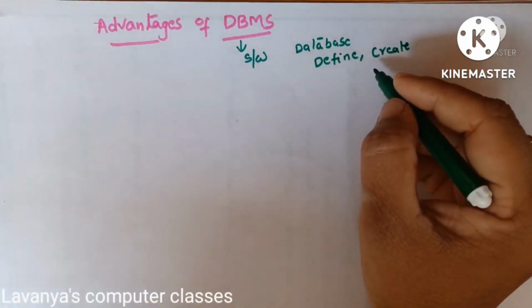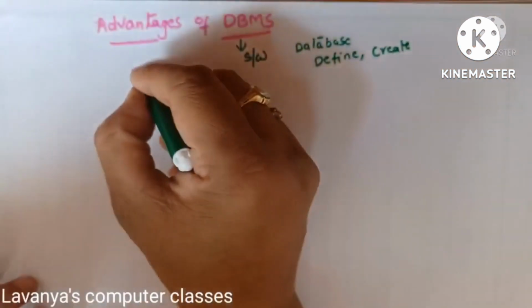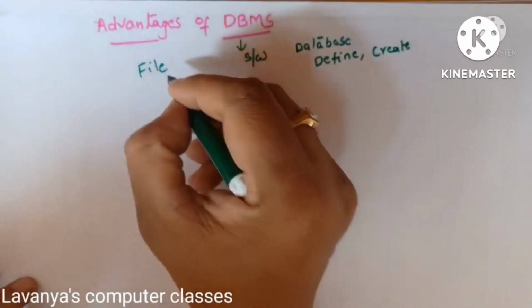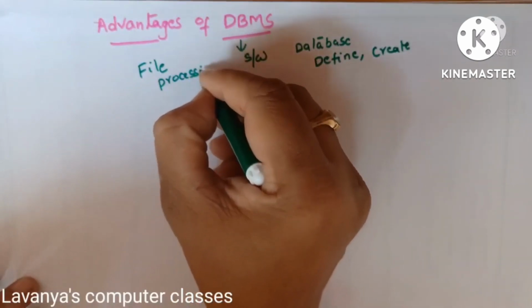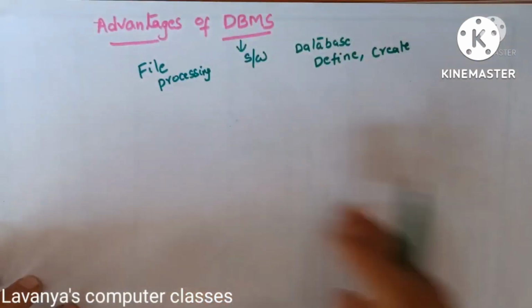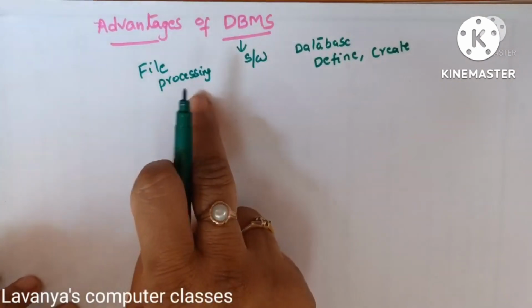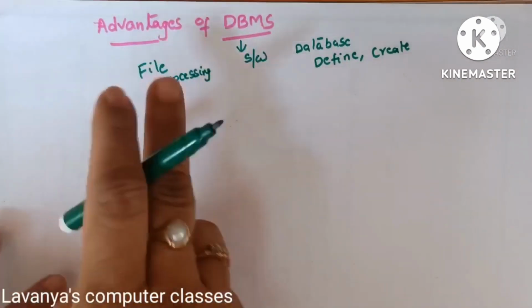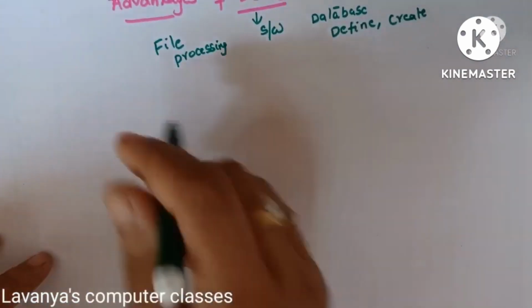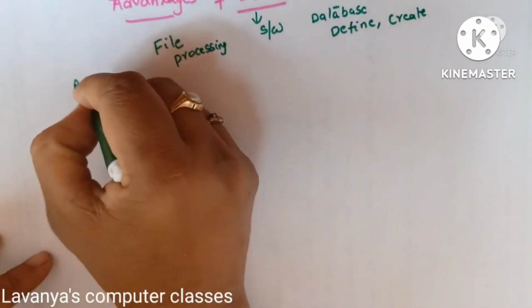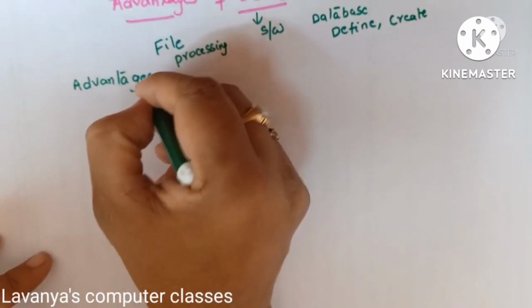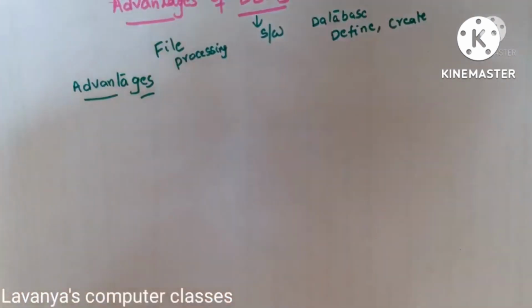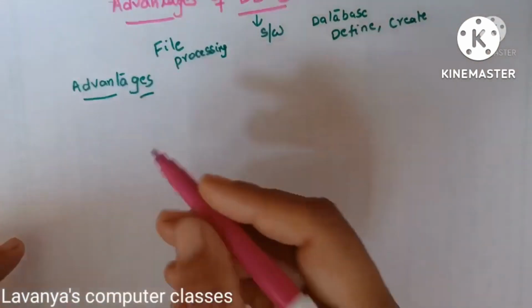Before DBMS, we had traditional file processing systems. In the file processing system, each user is allowed to access only a single file, and there is no relation to other files. So now we will go through the advantages of DBMS, and these are also the disadvantages of the file processing system.